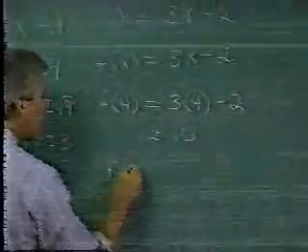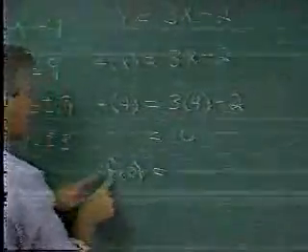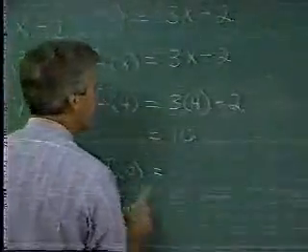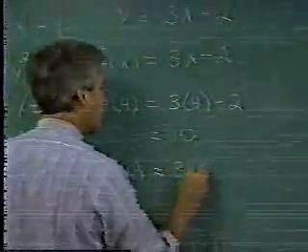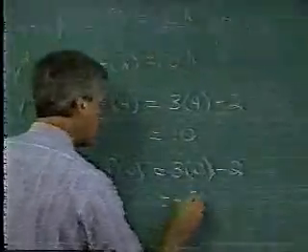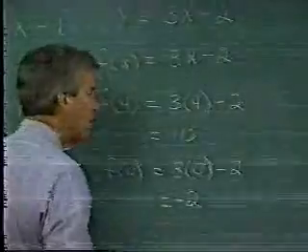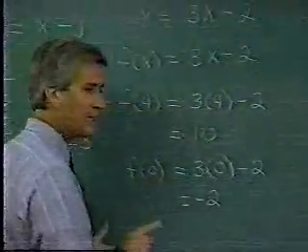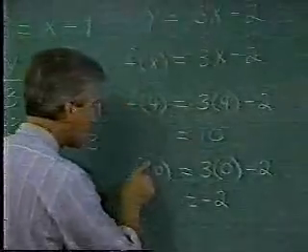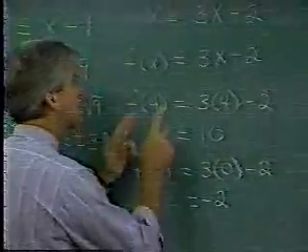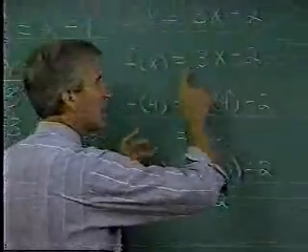F of 0 means in the f function replace x with 0 and evaluate. Well, here we would have 3 times 0 minus 2, or simply negative 2. Now, we must understand that the replacement is a blind replacement. We don't care what is in this little parenthesis. Whatever is in that parenthesis replaces x in this expression.